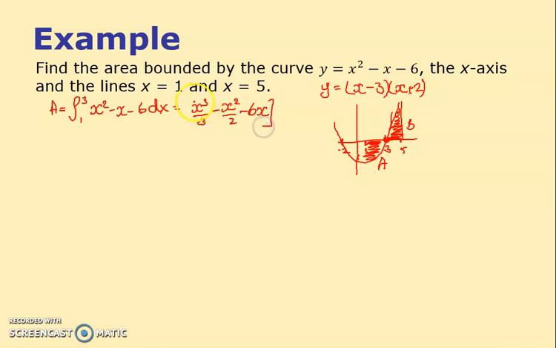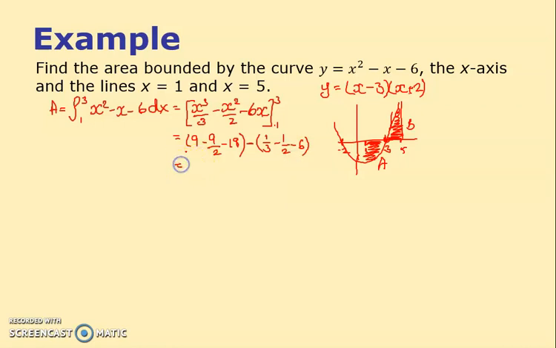Don't put a plus c, put a square bracket, and it's between 1 and 3, not 1 and 5, because I've split it into two smaller parts. 1 and 3 is right. So I put 3 in, I get 3 cubed is 27, divided by 3 is 9. 3 squared is 9 over 2, so minus 9 over 2. 3 sixes are 18, so that's my first bracket. Minus, put 1 in. 1 cubed or anything is 1, so it's 1/3 minus 1/2 minus 6.